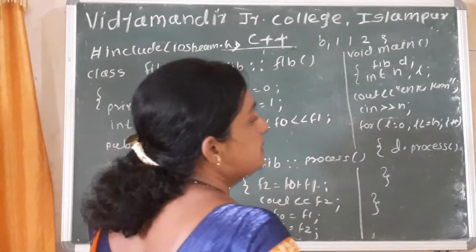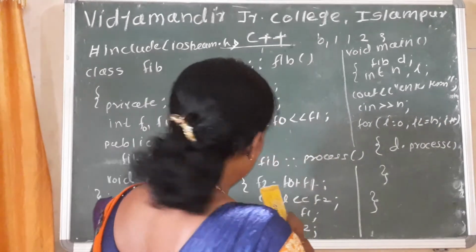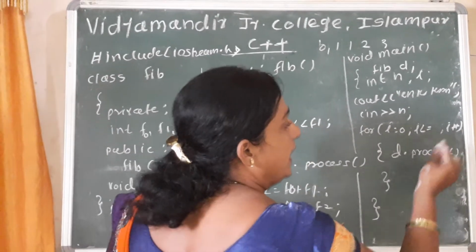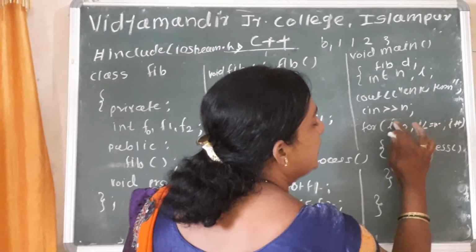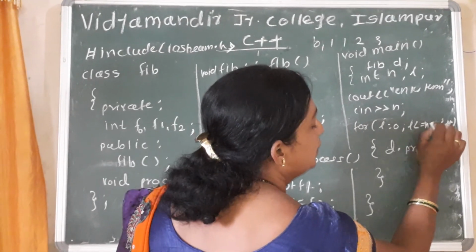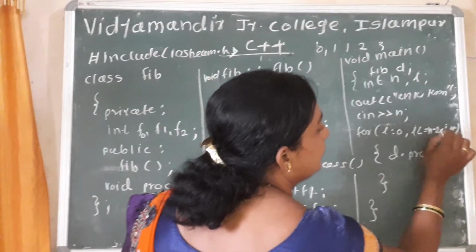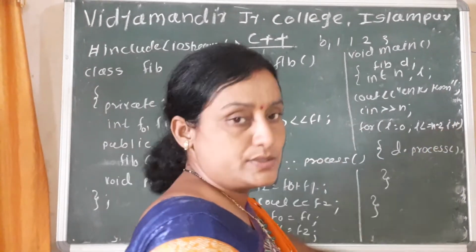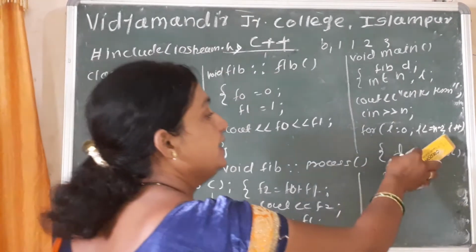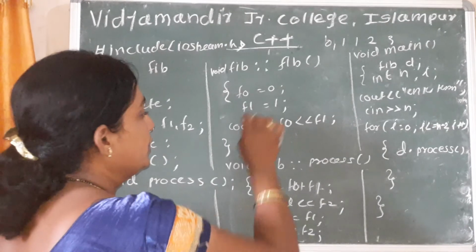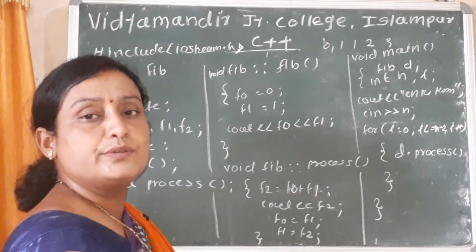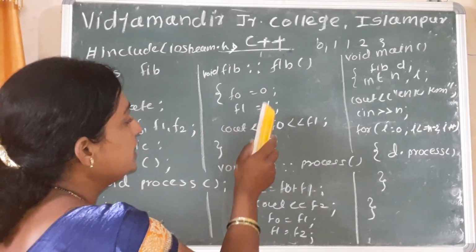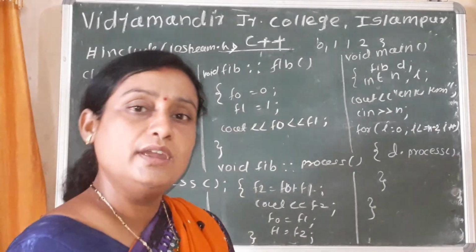In the Fibonacci series, two terms are already given, so the condition will be i is equal to 0, i is less than or equal to n minus 2. Two terms we already declared, so there is n minus 2. That is the condition checking. That is the Fibonacci series of n terms using the constructor function. Here the constructor is used for automatic initialization of the variables.